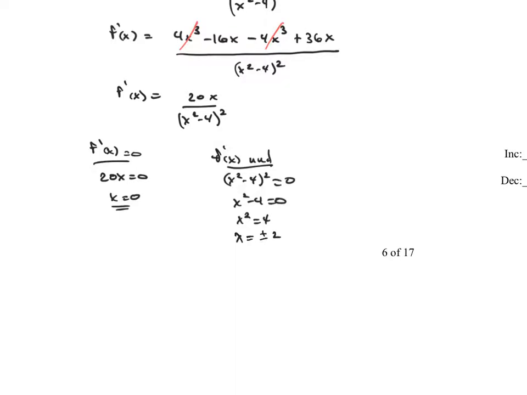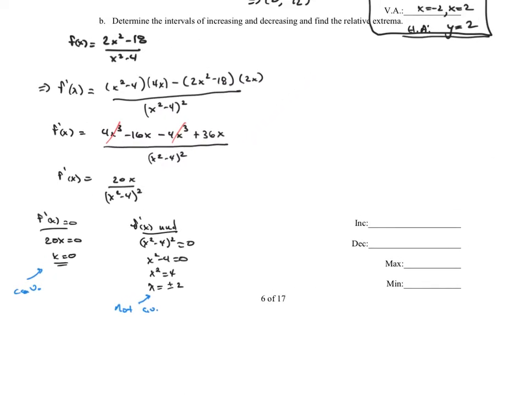Okay, I want to be careful. This one right here, x equals 0, that is a critical value. X equals negative 2 and 2, if you remember, those are not in the domain of the original function. So technically, these are not critical values. They cannot be maxes or mins because they are not in the domain of my original function.